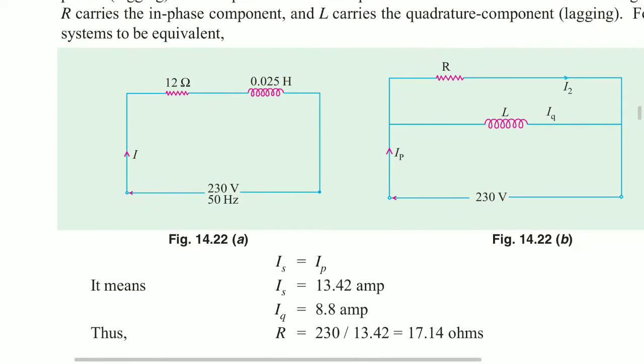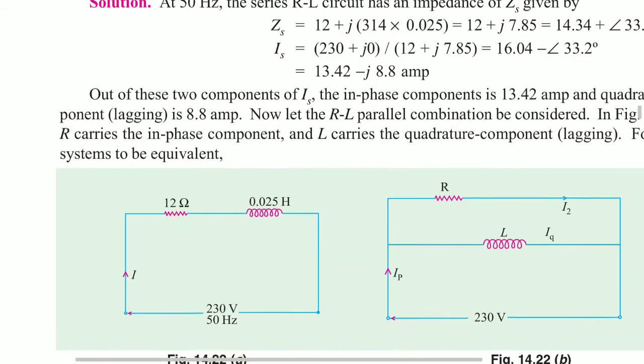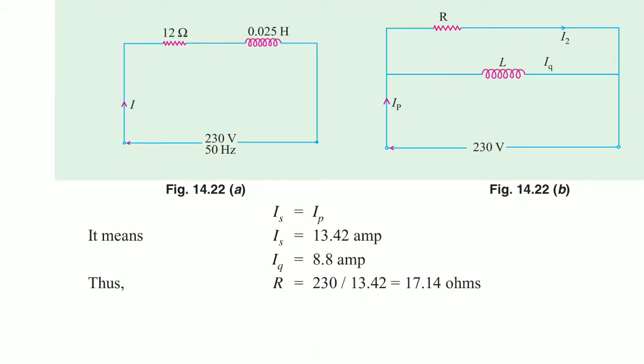So that is the reactive component of current, and the IQ is 8.8 amps. So now, the IR current in circuit 2 is 13.2 and IQ is 8.8 amps.